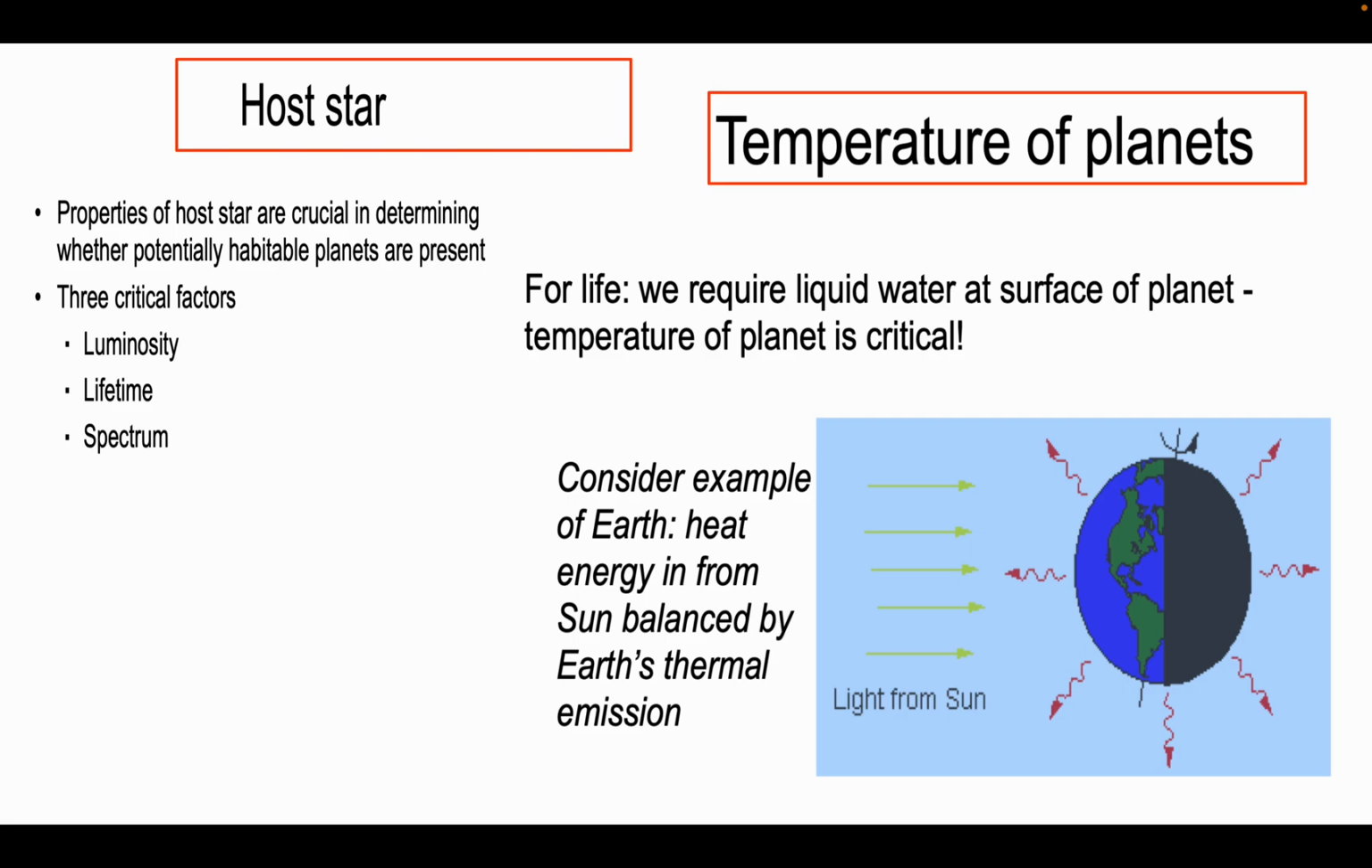The second criterion is the temperature of the planet. For life, we require liquid water at the surface of the planet. The temperature of the planet is very critical, as at very high temperature the water will go to vapor, and at very cold temperature there will be no liquid water; all the water will be in the form of ice. We can consider the example of Earth. Heat energy in from the Sun balances the Earth's thermal emission.